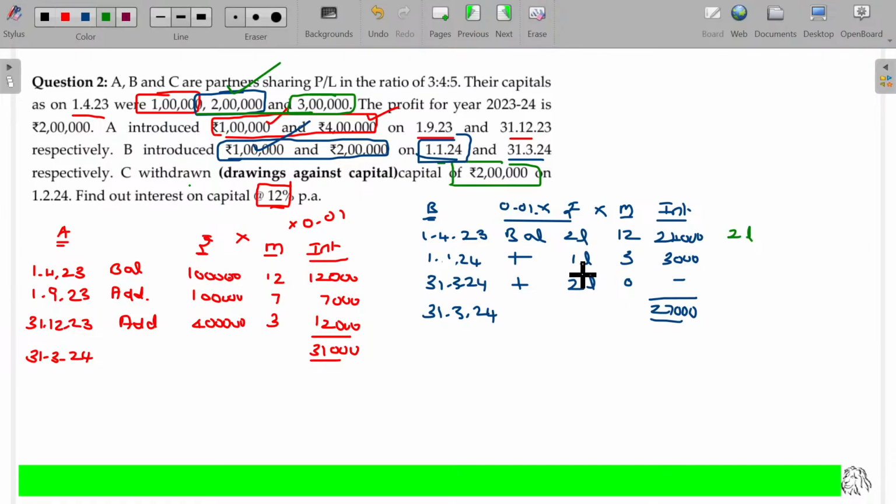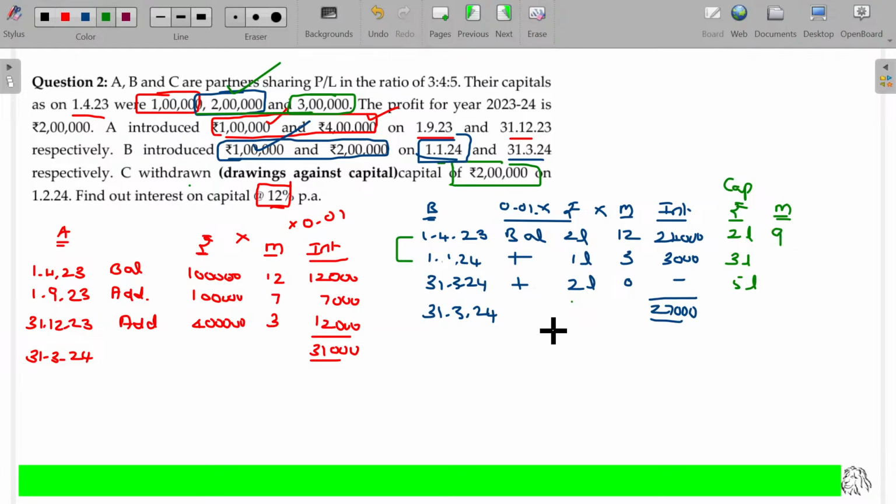Thereafter, suddenly another 1 lakh is introduced, his capital rises to 3 lakhs. Again, he invests another 2 lakhs, his capital rises to 5 lakhs. This is the adjusted capital in his own account as on the date of each further investment. Now tell me the capital available and the number of months eligible for interest. This 2 lakhs capital remains in his account from this date to this date. How many months are there? 1/4/23 to 1/1/24, 9 months.